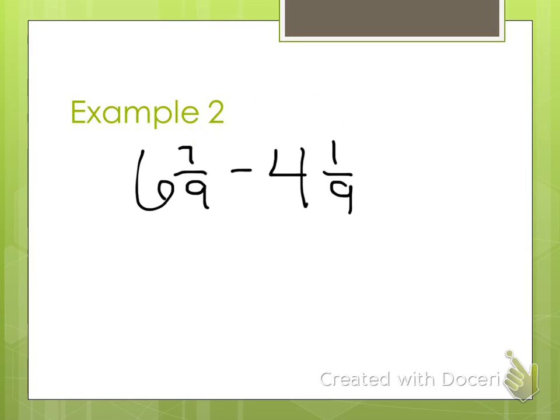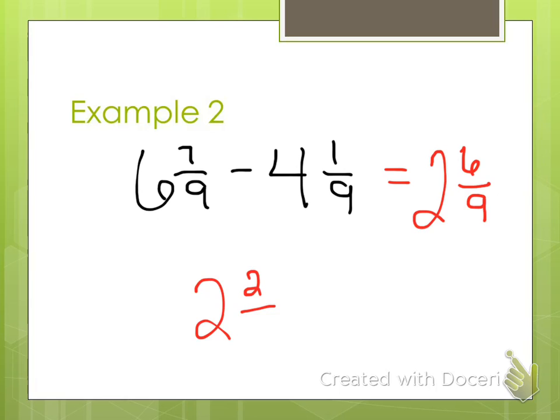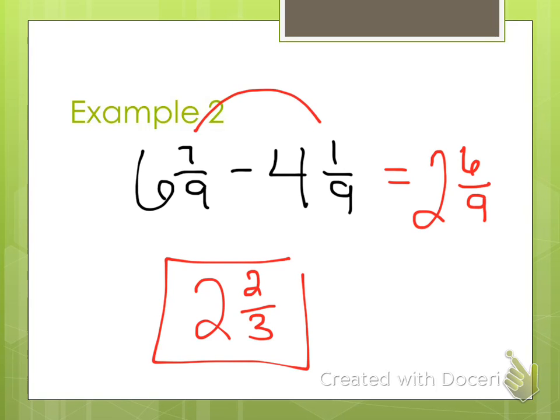So now we can subtract all the way across. 6 minus 4 is 2. 7 minus 1 is 6. 2 6/9. Final answer? No. What is it? 2 2/3. 2 2/3. Okay? So just one extra step. Make sure you can subtract the first minus the second without going into the negative. Okay? Before you subtract your whole numbers.